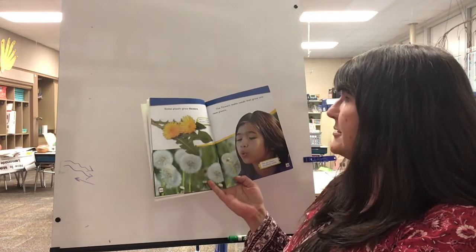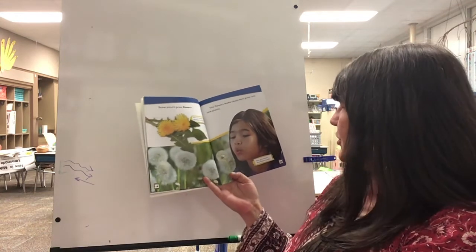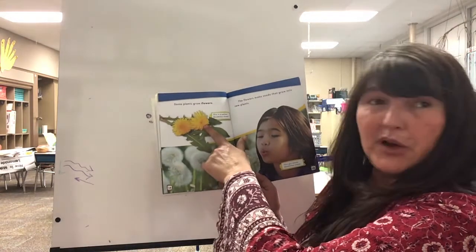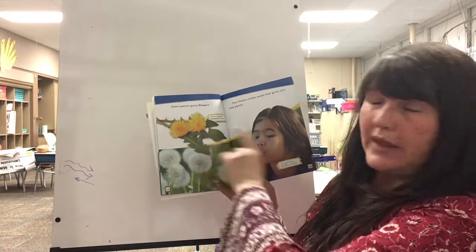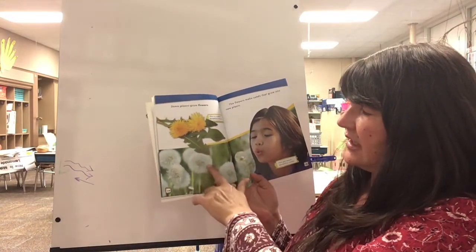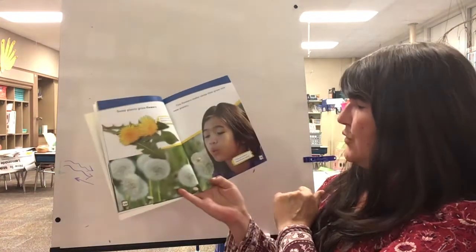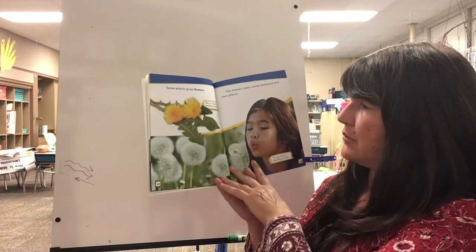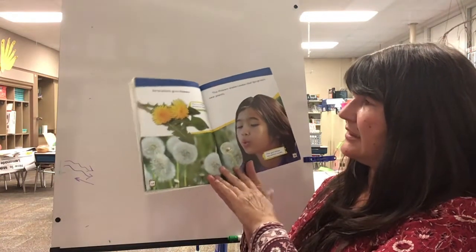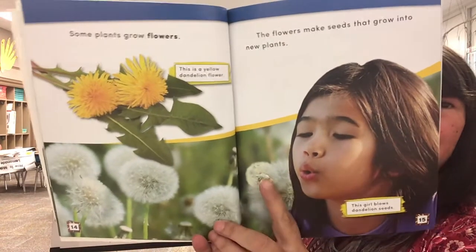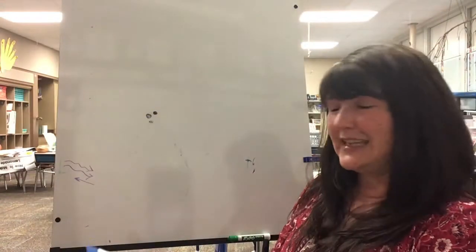The flowers make seeds that grow into new plants. So once the dandelion is yellow and it gets pollinated by an insect or the wind, it turns into seeds. Those seeds move when you blow on them or when the wind blows, and then they land and a new dandelion will grow. So when you're making a wish on a dandelion, you're blowing its seeds for it.